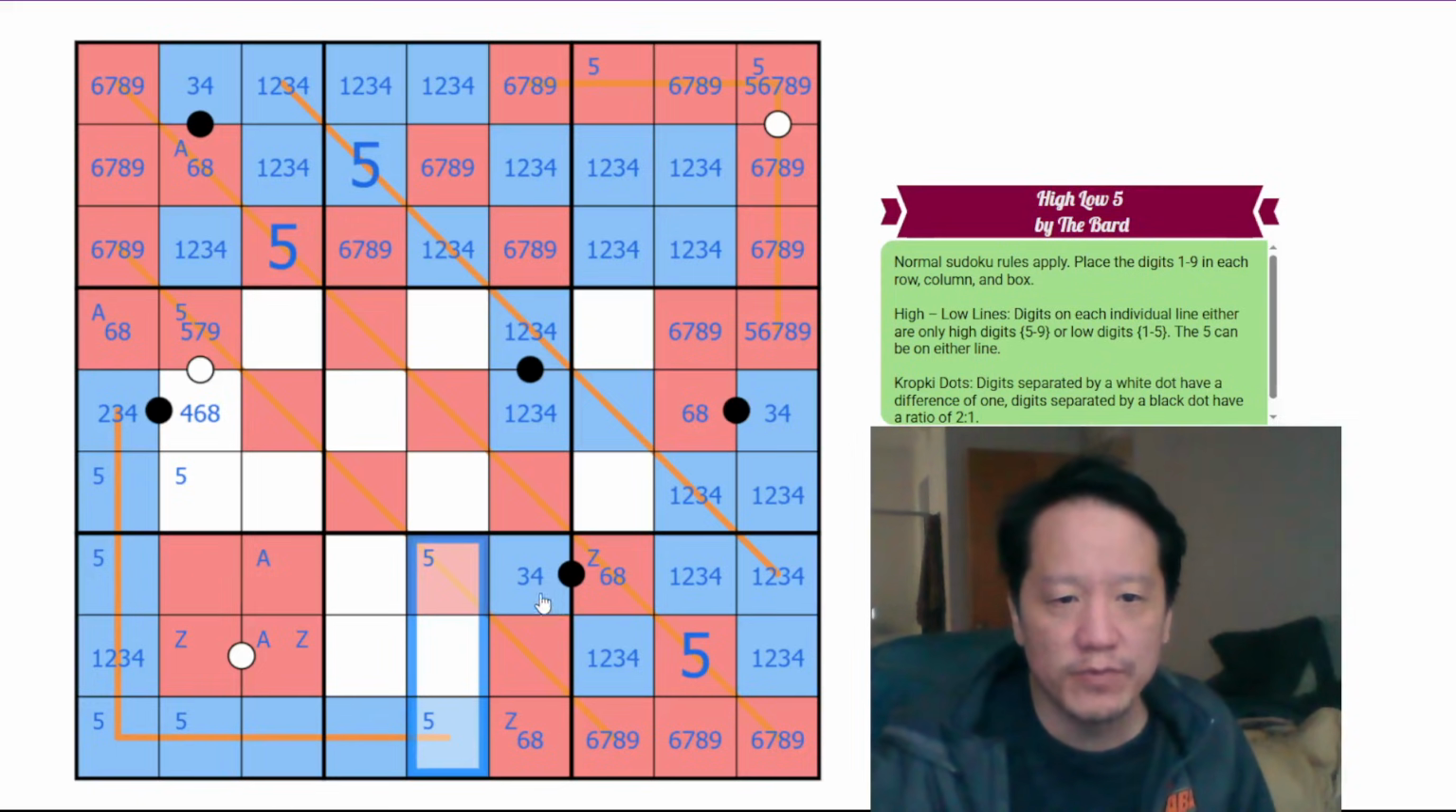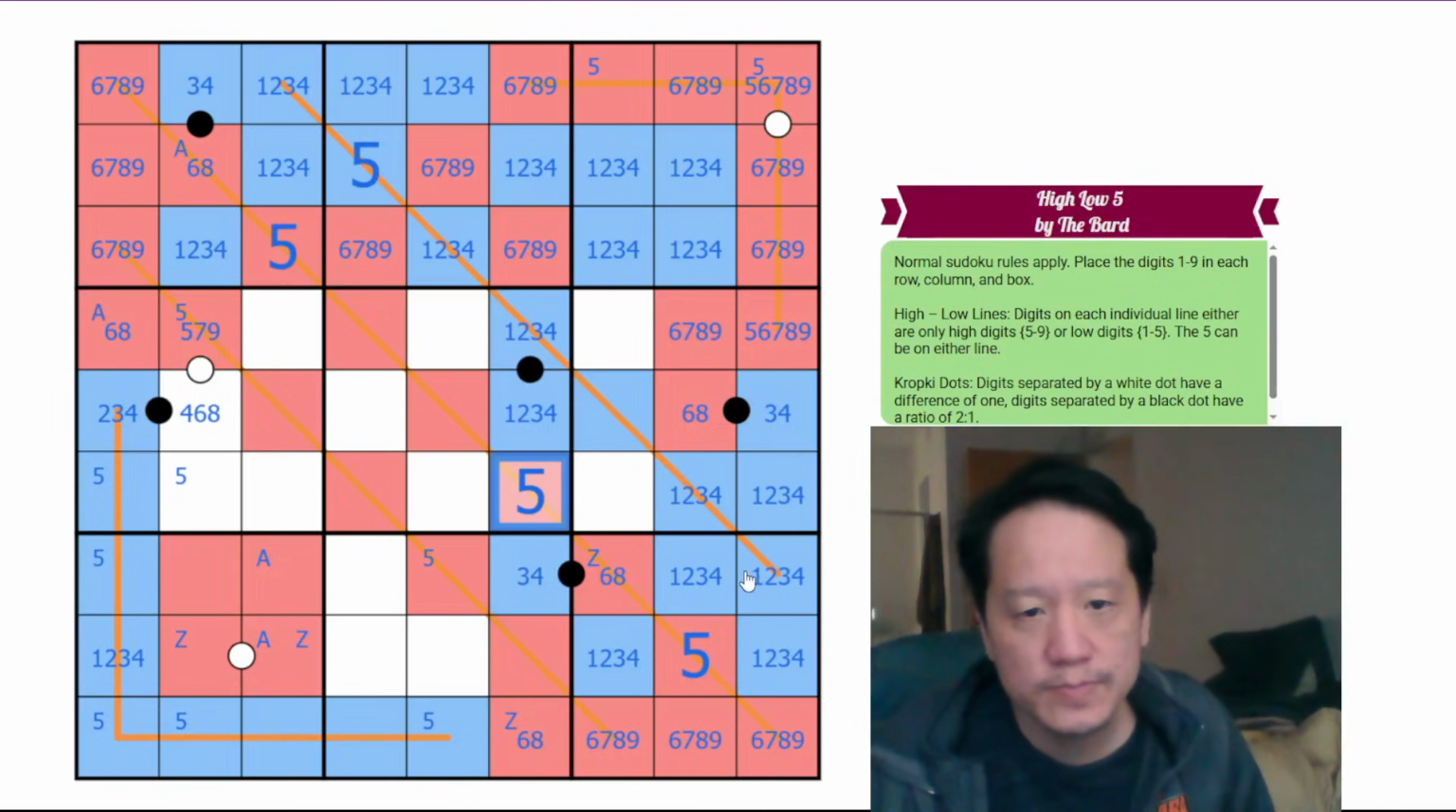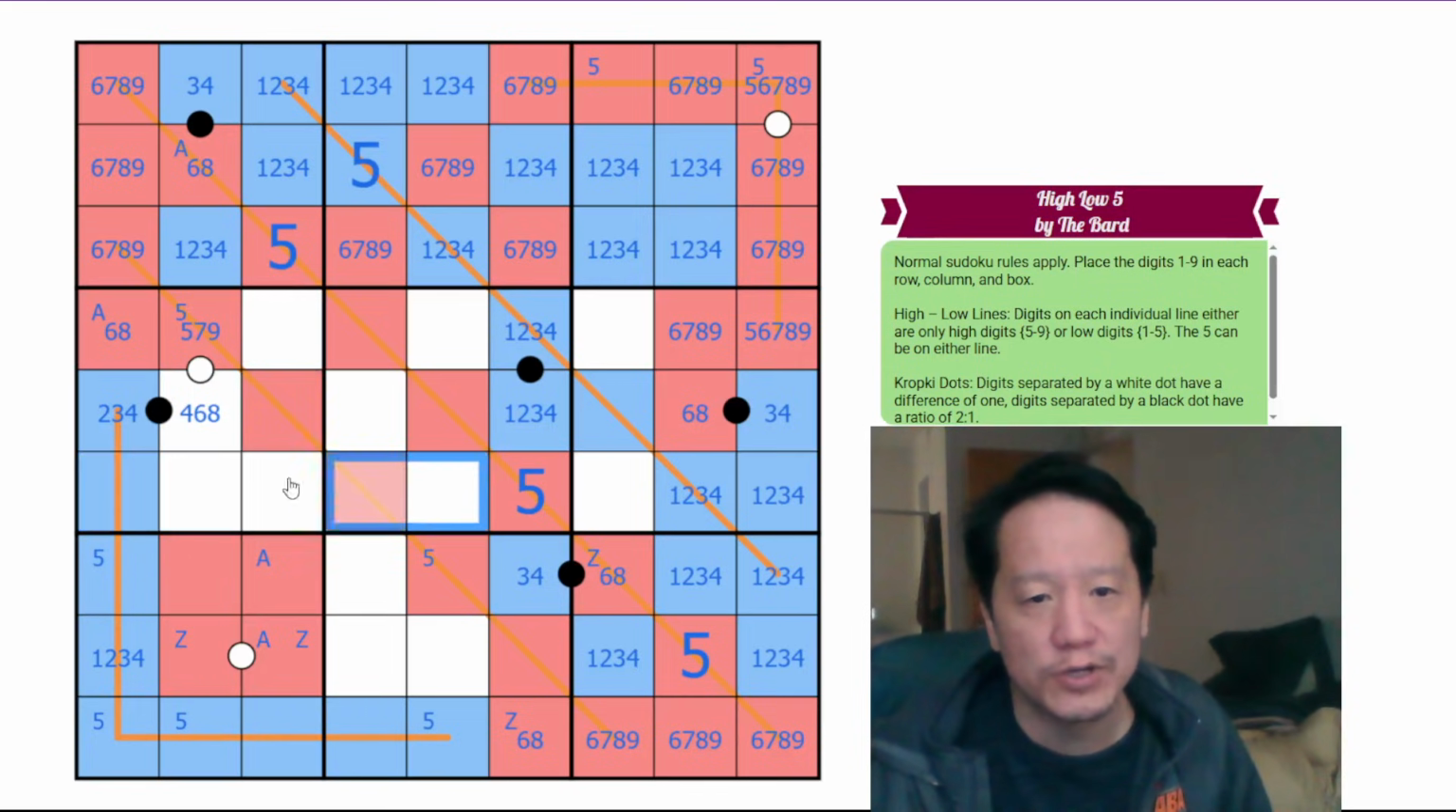So where's 5 in box 8? It must be one of these two cells. So where's 5 in column 6? Can't be here because of 5 in the box. Can't be here because it's a 1 to 2 ratio with another digit. Can't be here because of 1 to 2 ratio with another digit. And can't be 5 here because one of these is 5. And this can't be 5 because 5 in the row. So this must be a 5 here, which eliminates 5 in the rest of the row.